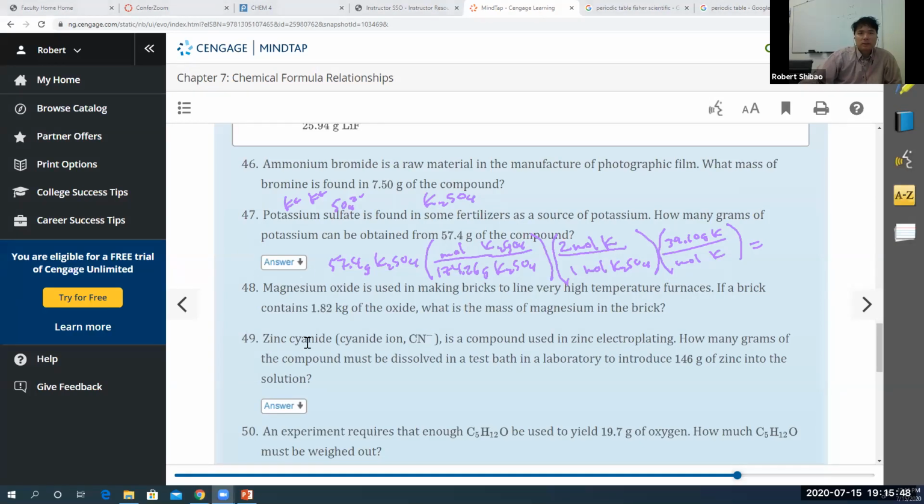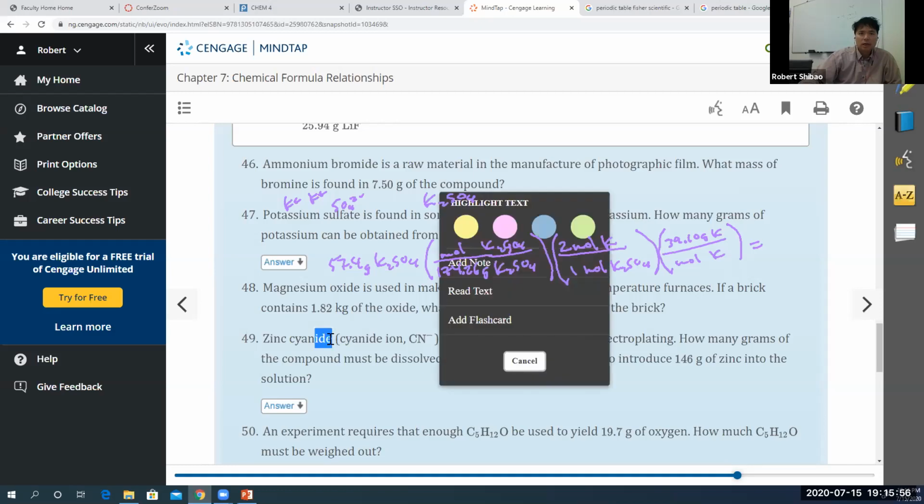Problem 49. Zinc cyanide. Cyanide is CN minus, you should know that. This is one of the ones I want you to memorize. This is an ide that's not monatomic. Most ides we get off the periodic table: chloride, bromide, iodide, sulfide, oxide. Cyanide we don't, hydroxide we don't.